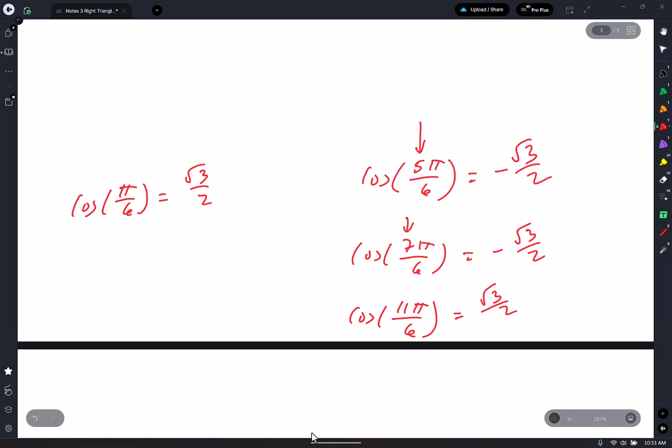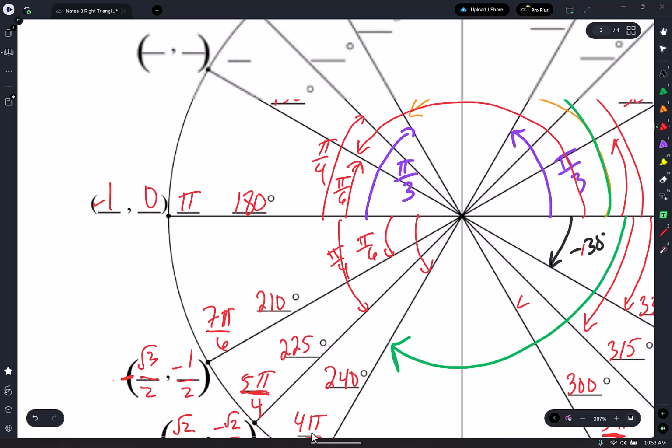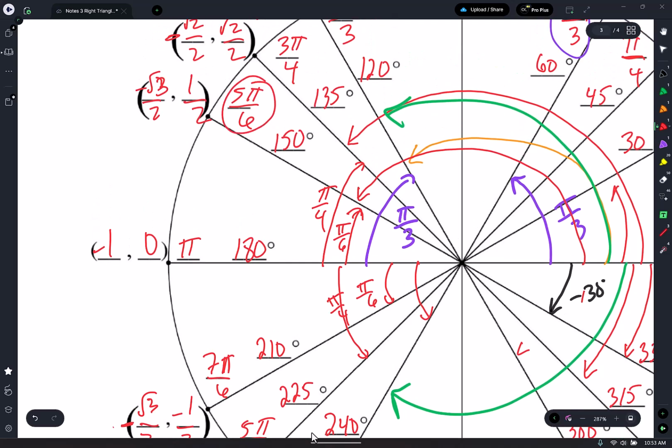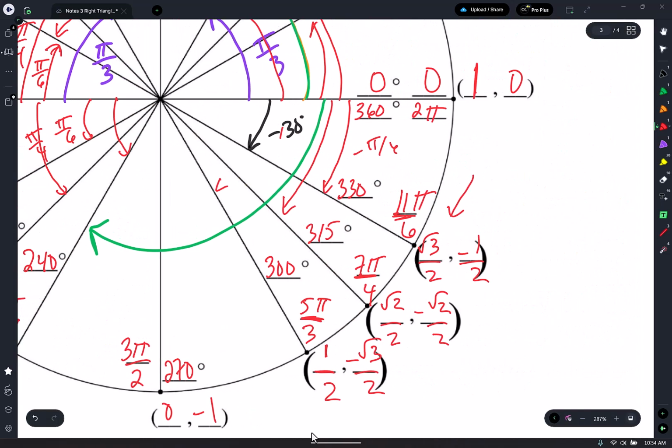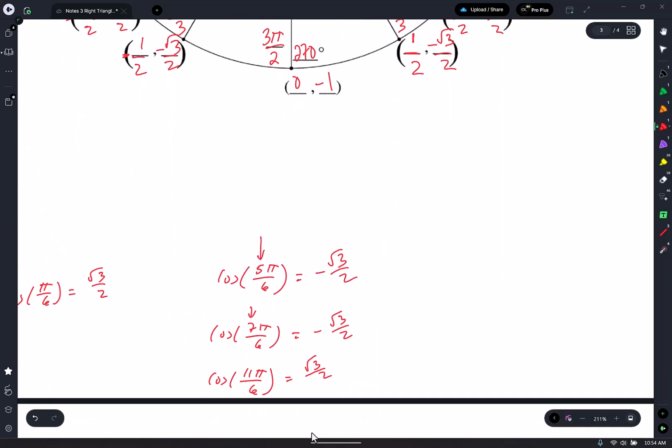Of course, you can always just look at the unit circle, right? Don't worry, I'm going to go back to it. 5 pi over 6 cosine, oh, there's that negative value. 7 pi over 6 cosine, oh, it's this negative square root of 3 over 2. 11 pi over 6 cosine, oh, it's this one right here. You can always do that. I'll have a unit circle printed for you in the back.